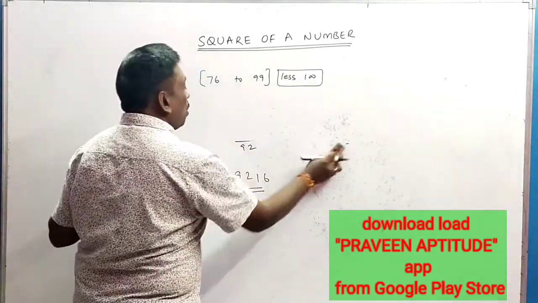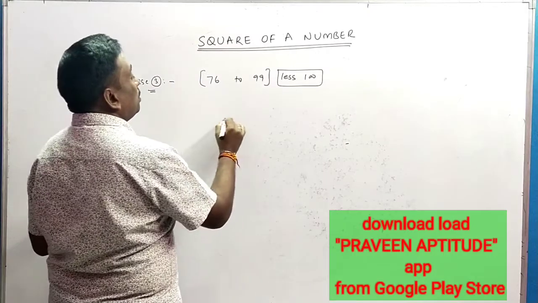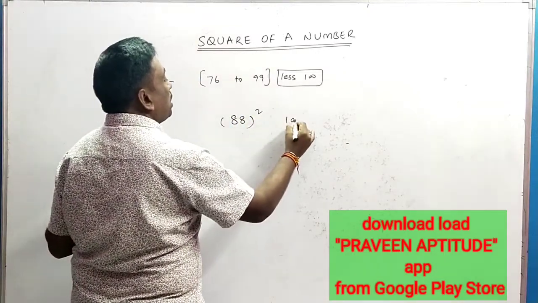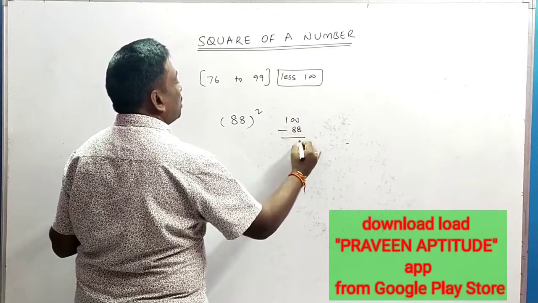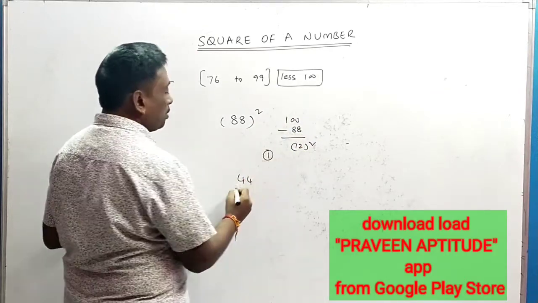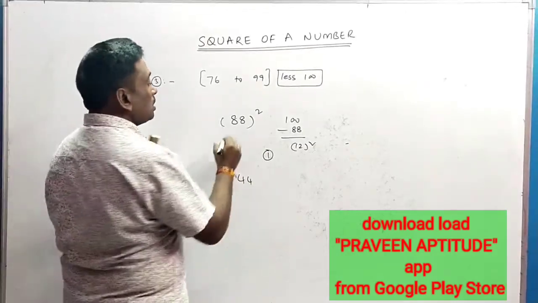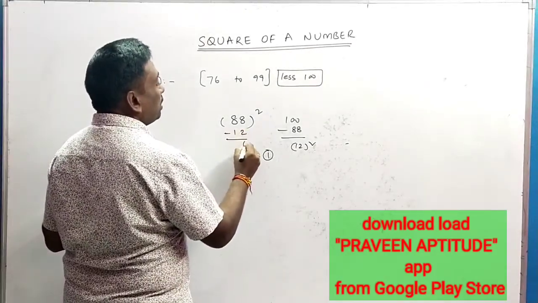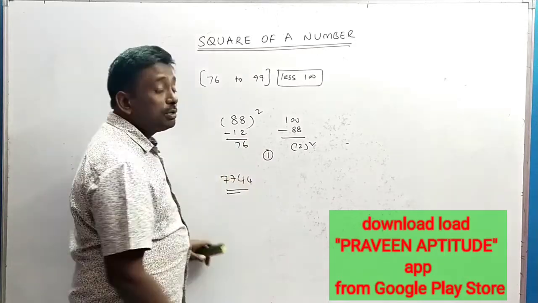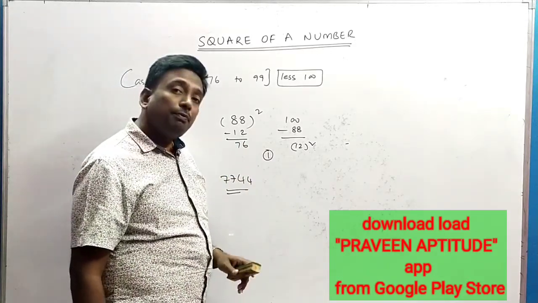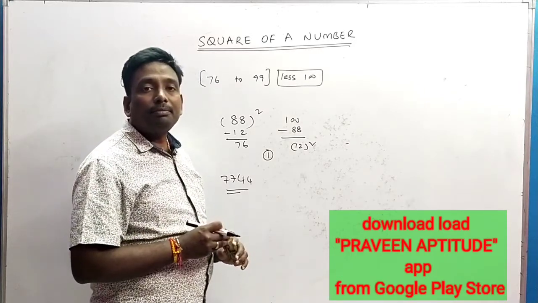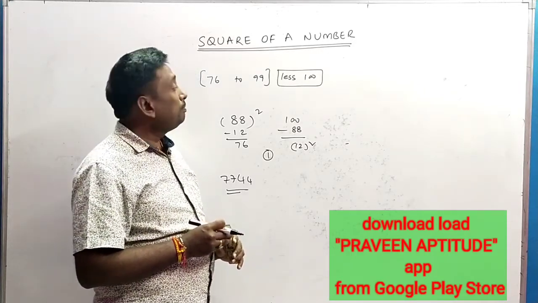Now tell me how we can find the square of 88. 88 when subtracted from 100 gives you 12. What is 12 square? 144. Write in 2-digit format, 44, and 1 is carried here. Subtract 12 from 88, that gives you 76, plus 1, 77. This is the way to find the square of the numbers which are less than 100 and nearer to 100.